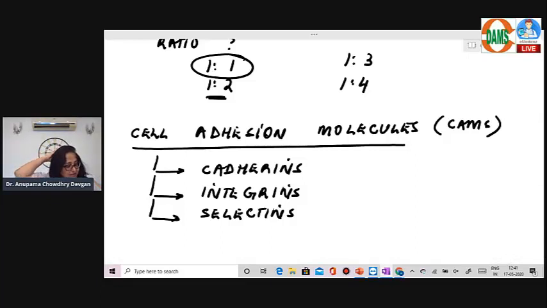Carbohydrates are up to 5%. Okay? But if I give you an option between lipids and proteins, which is more? In that case, proteins are more.